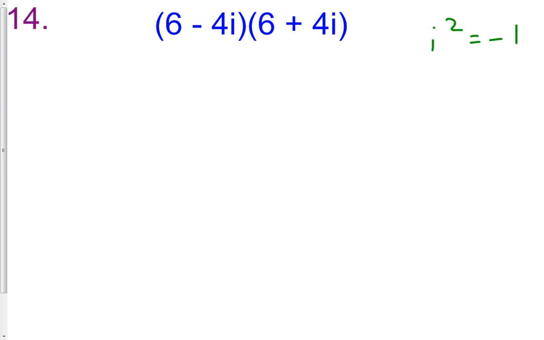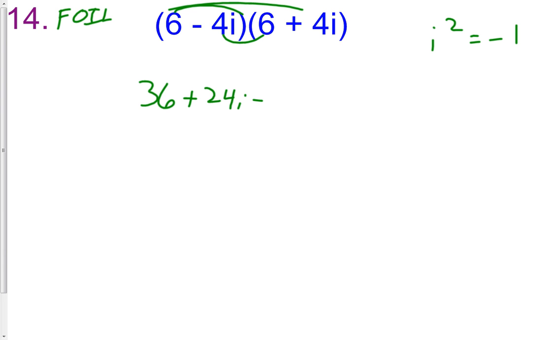So now let's go through this one. We have a binomial times a binomial, so the process that we multiply these is foiling. First, outside, inside, last. So 6 times 6 is 36. And then we have plus 24i. Next one we have a negative 4 times a positive 6 is a negative 24i. And last times last, a negative 4i times a positive 4i is a negative 16i squared.